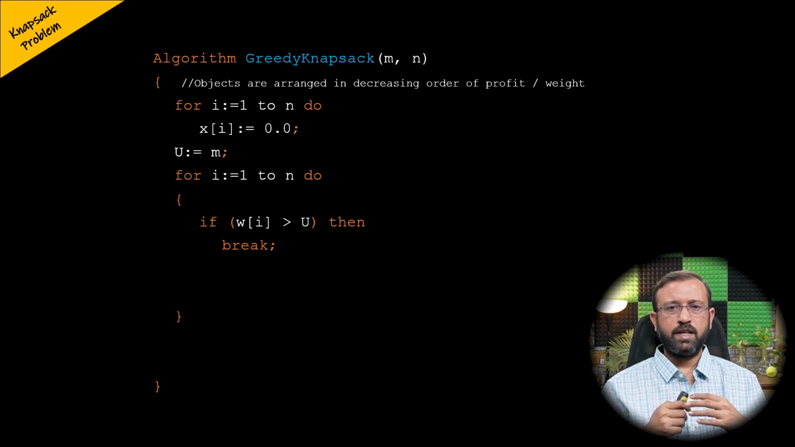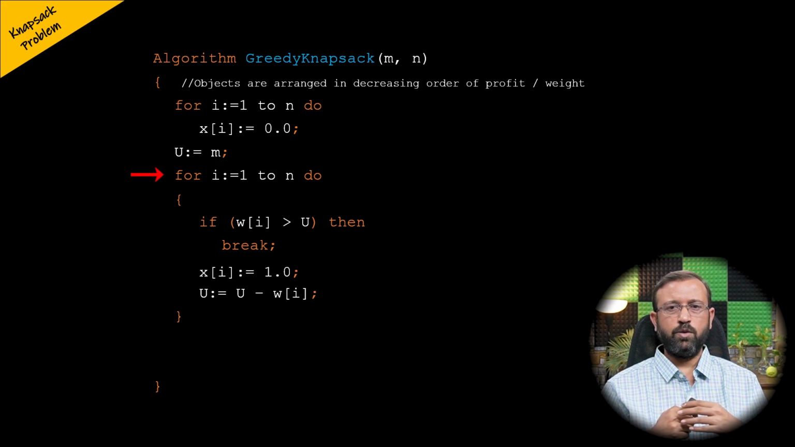Otherwise, it means that the weight of the object w of I is less than the remaining capacity, and the whole object can fit in the knapsack. So, we will assign the fraction or solution xi as 1. Then, since the whole object is placed in the knapsack, the remaining capacity of the knapsack will change. So, we will subtract the weight of the object w of I from the remaining capacity u using the statement u assigned u minus w of I.